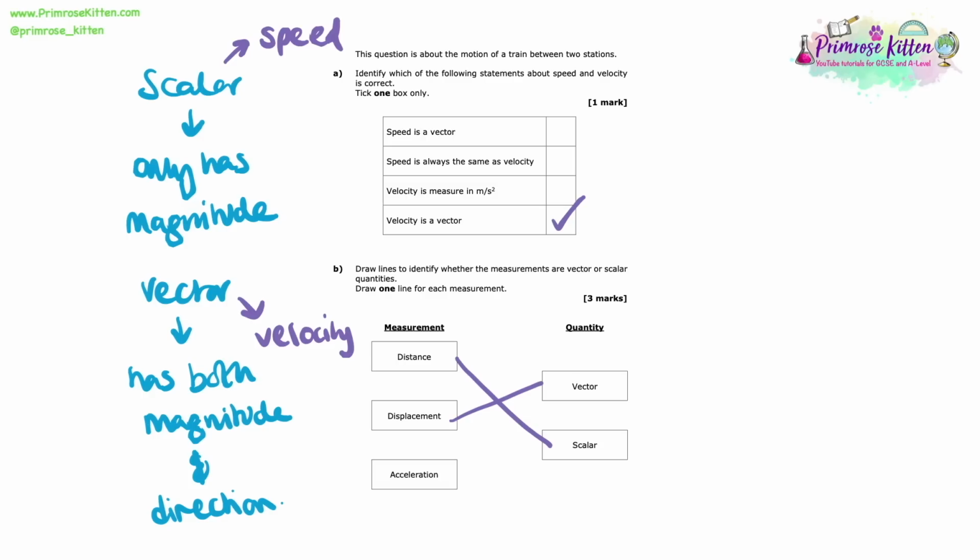And acceleration is also a vector. And that's because you can accelerate and you can decelerate. You could go faster or you can be slowing down. So those are our answers to this question. If you don't know them, then make a note of all those facts and get memorising them because they should all be easy marks in the exam.